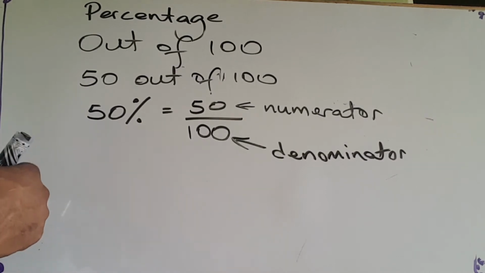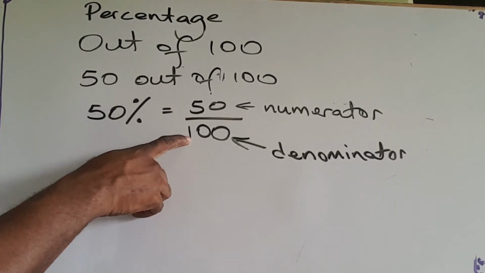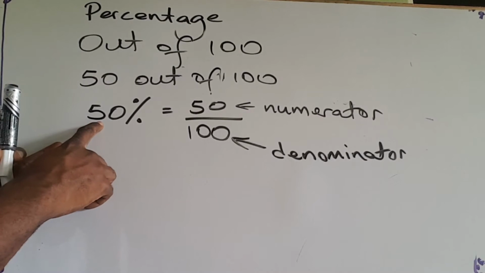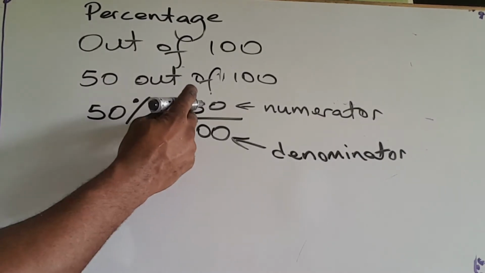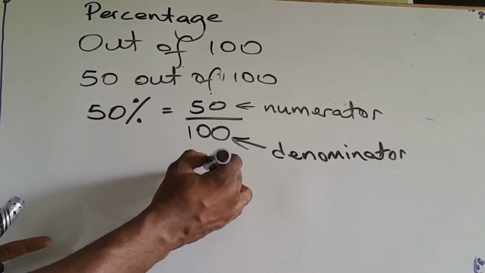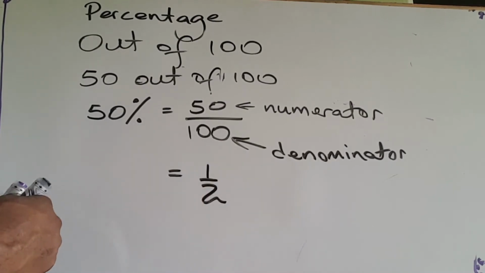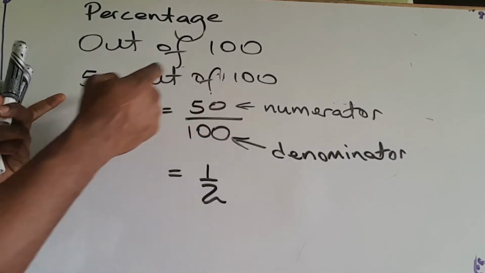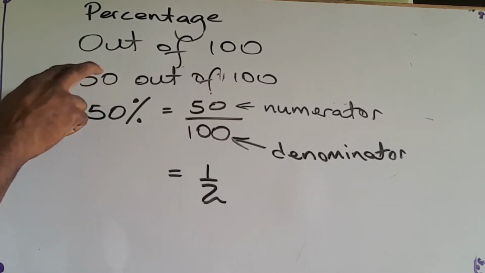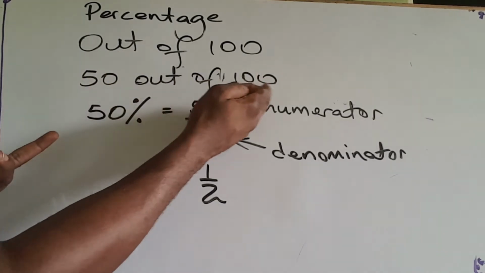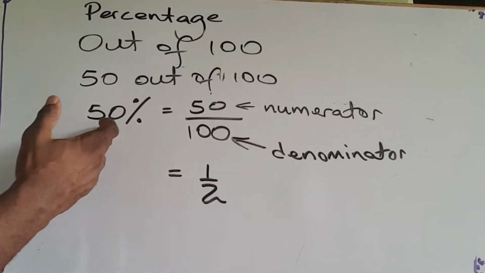So it can be said that I got 50 out of 100, or we could say 50%. But looking at this, it could be reduced to a half. Because 50 out of 100, well, I got half of the scores. So 50%.